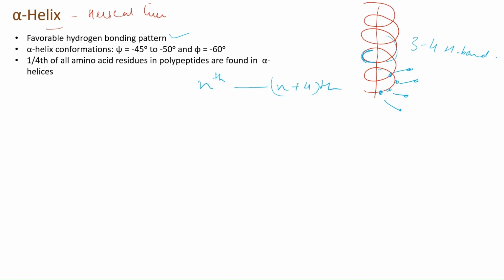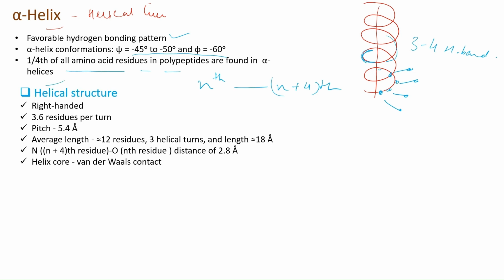This alpha helix conformation ranges with a phi value of minus 60 degrees and a psi value of minus 45 degrees to minus 50 degrees. One fourth of all amino acid residues in any polypeptide are found in alpha helix form. Now, if we see these helical turns, these are right-handed turns, and each turn consists of 3.6 amino acid residues. Pitch is 5.4 angstrom. What do we mean by pitch? This height. This is 5.4 angstrom.